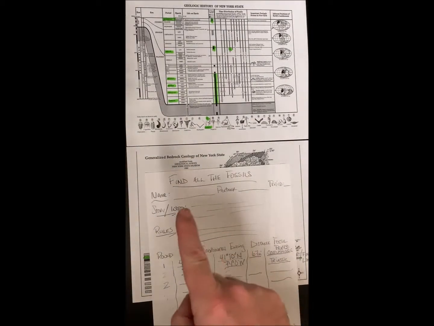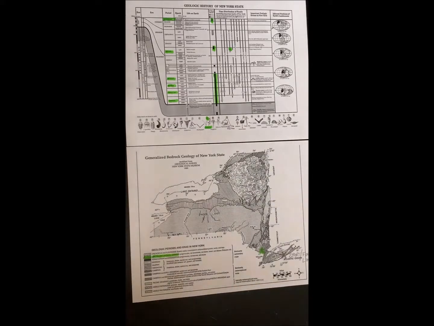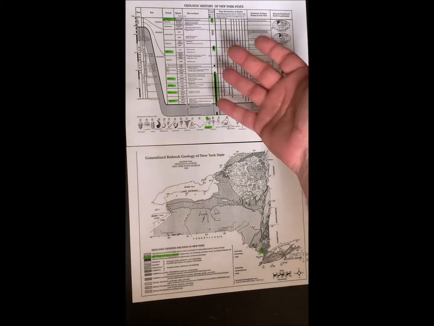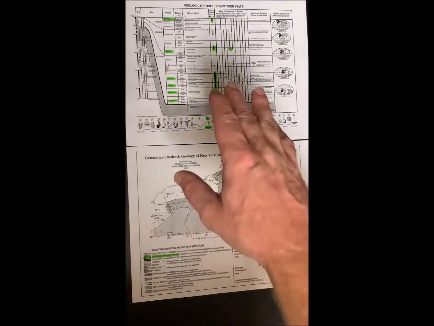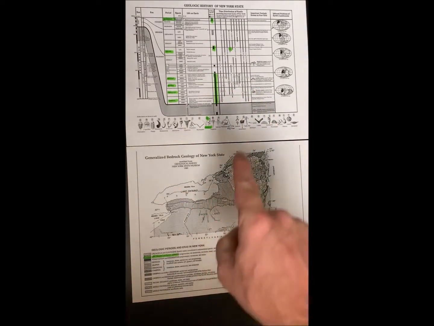And I'm going to be explaining to you about my game, Find All the Fossils. Now, this game is based on a student resource for the New York State Earth Science Regents exam. This is part of their reference tables. Students are able to use a 16-page reference table when they're taking the Regents exam. So these tables they will have with them, and I selected two tables.